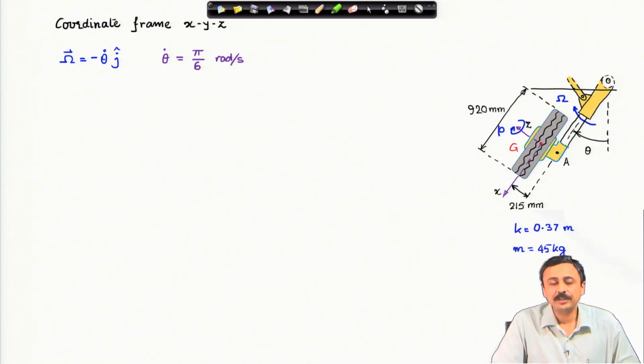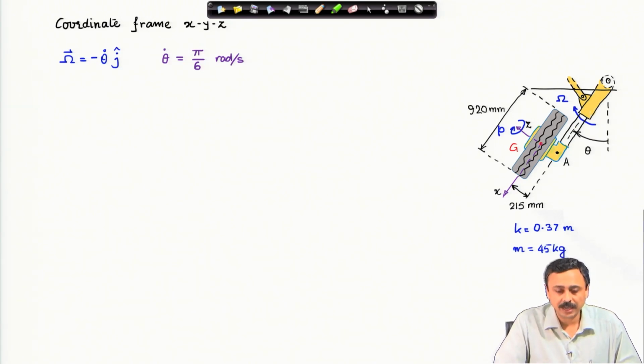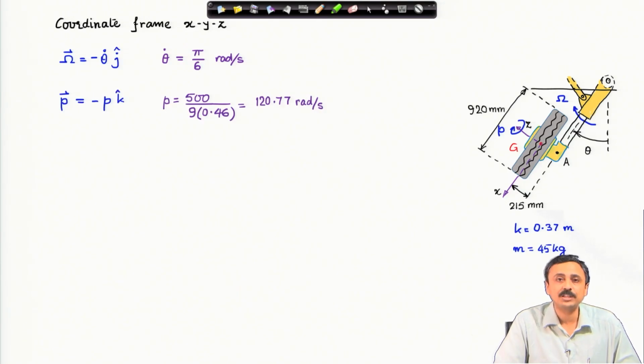Therefore, when it retracts, capital omega is minus theta dot j cap, and theta dot is given as pi by 6 radian per second. It is 30 degree per second, which turns out to be pi by 6 radian per second. All angles must be represented in radian.